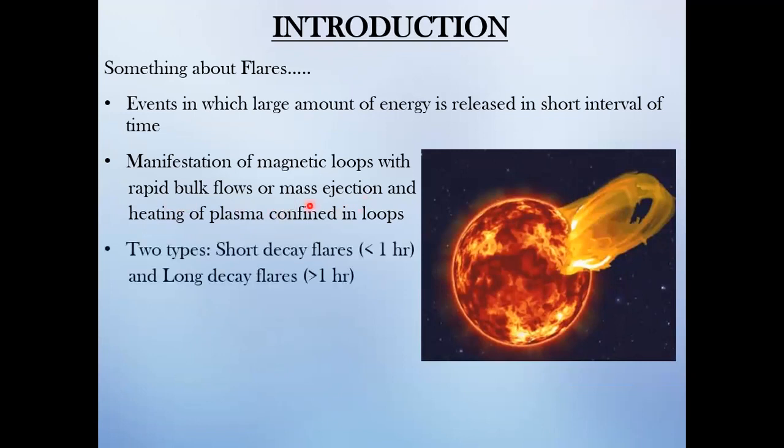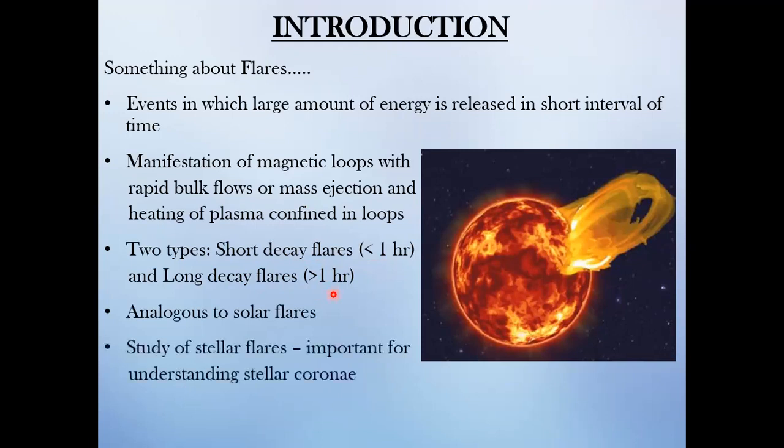There are two types of X-ray flares, short decay flares and long decay flares. Short decay flares are basically less than 1 hour, and long decay flares are more than 1 hour. We can classify them accordingly. Short decay flares may last seconds, tens of seconds, or maybe milliseconds, so they are pretty short. These flares are analogous and similar to solar flares.